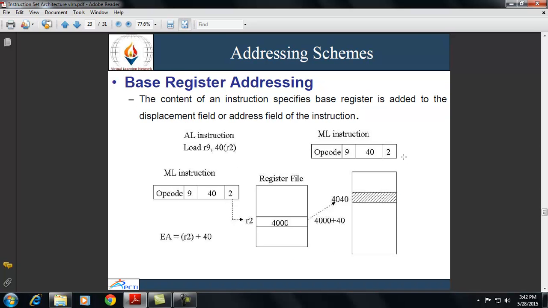addressing. Next is base register addressing, an addressing scheme in which the content of the instruction specified base register is added to the displacement field or the address field of the instruction. That is, the content of an instruction specifies the base register. The base register is added to the displacement field or address field of the instruction.